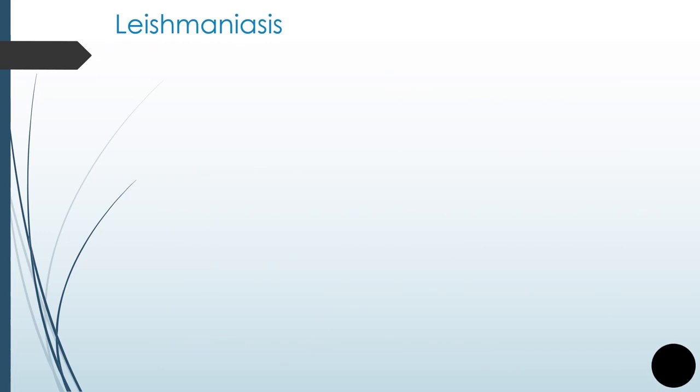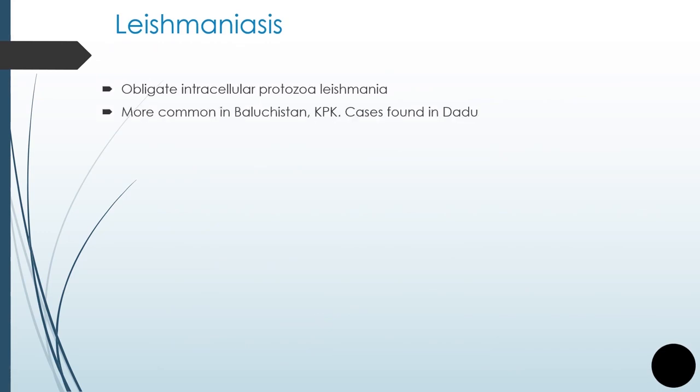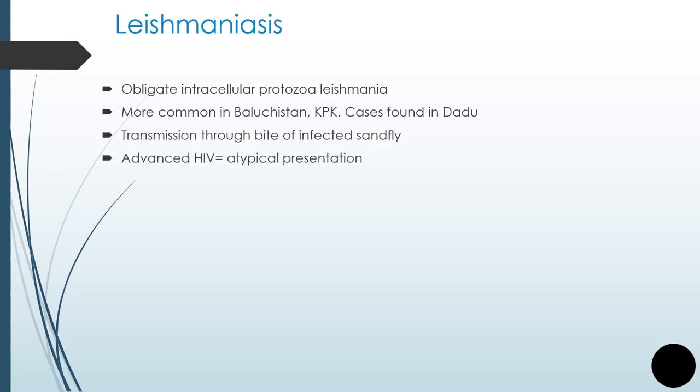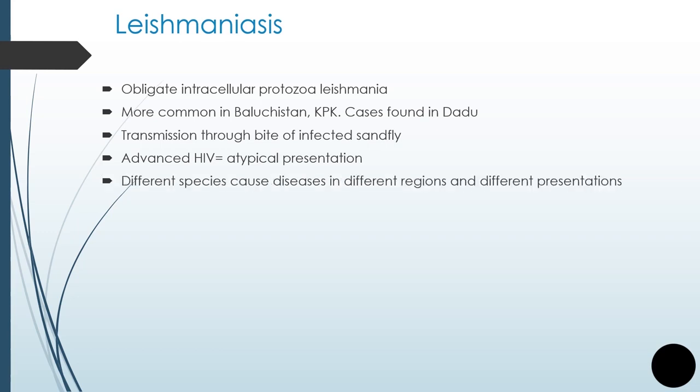Leishmaniasis is caused by an obligate intracellular protozoa, Leishmania. This is more common in Balochistan and KPK. However, cases have been reported from Sindh, especially in Dadu. Transmission is through the bite of an infected sandfly. The disease is more common with advanced HIV, and in advanced HIV, there can be an atypical presentation. Different species cause disease in different regions, and there are different presentations.